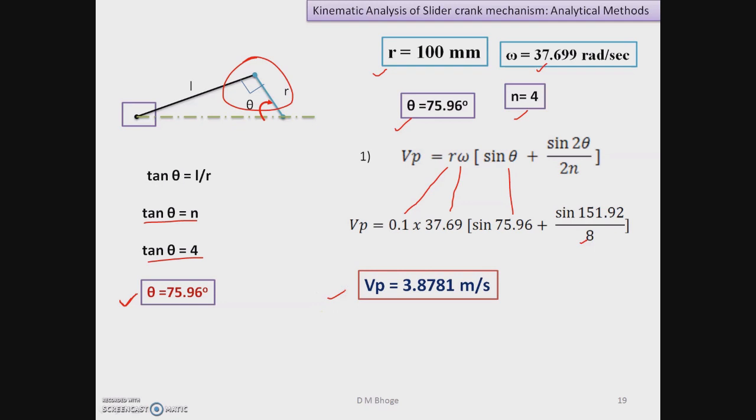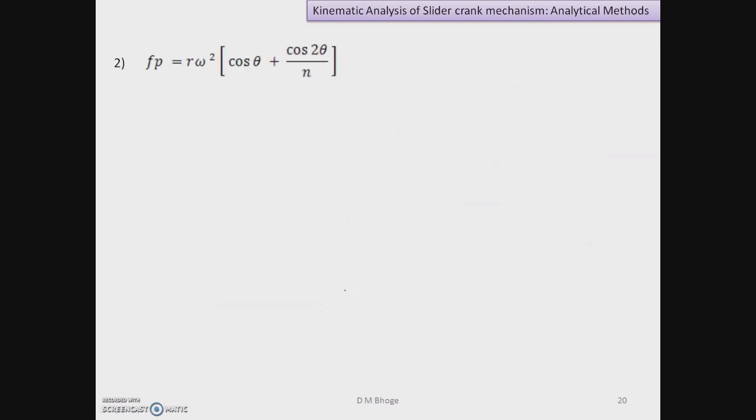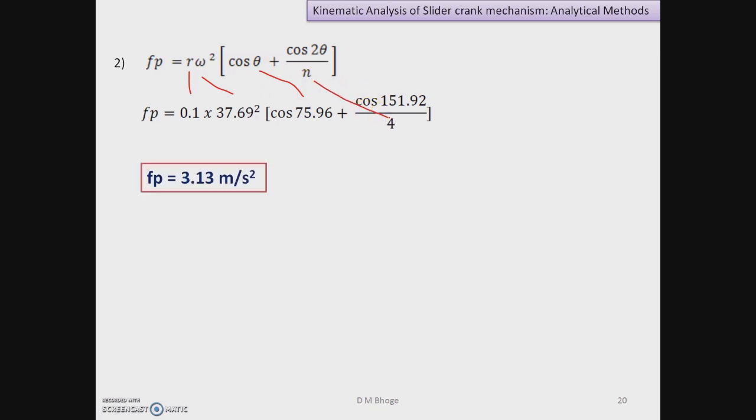3.87 meter per second. And number 2, acceleration of piston, R omega square into cos of theta plus cos twice theta upon n. So we have all the values. We have R equals 0.1, omega 37.69, theta 75.96, and n is 4. So after calculating this, we get acceleration of piston as 3.13 meter per second square.